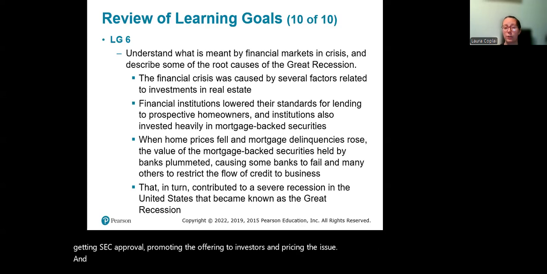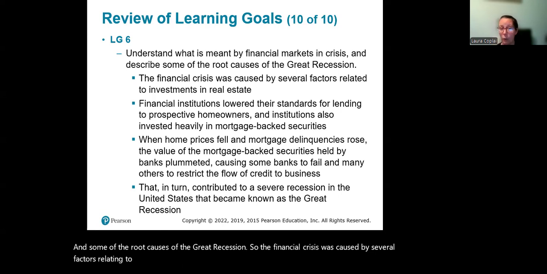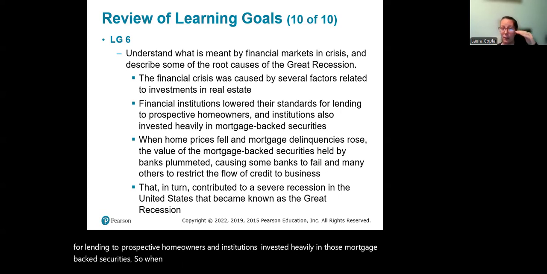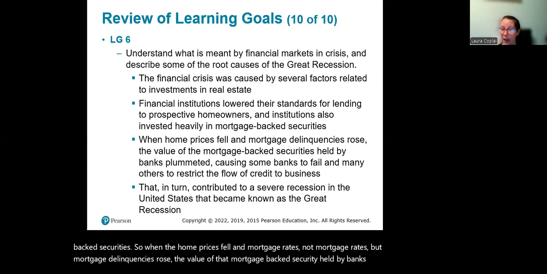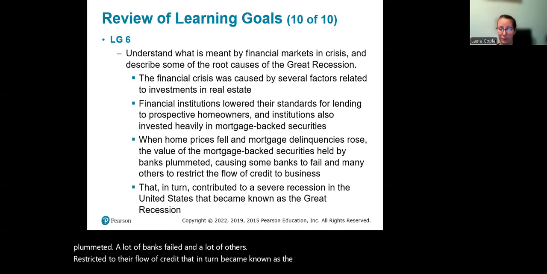And finally, we looked at understanding what is meant by financial markets in crisis and some of the root causes of the Great Recession. The financial crisis was caused by several factors relating to investments in real estate, where financial institutions lowered their standards for lending to prospective homeowners, and institutions invested heavily in mortgage-backed securities. So when home prices fell and mortgage delinquencies rose, the value of the mortgage-backed securities held by banks plummeted. A lot of banks failed, and a lot of others were restricted in their flow of credit. That in turn became known as the Great Recession.